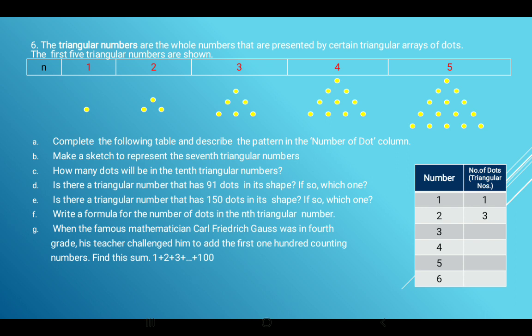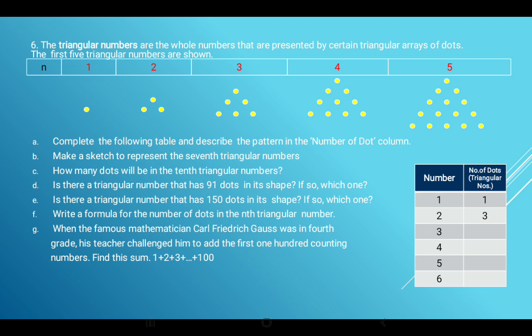So letter A, complete the following table and describe the pattern in the numbers of that column. So in the right side, nakikita po natin yung table. Letter B, make a sketch to represent the 7th triangular number. C, how many dots will be in the 10th triangular number? D, is there a triangular number that has 91 dots in its shape? If so, which one? E, is there a triangular number that has 150 dots in its shape? If so, which one?